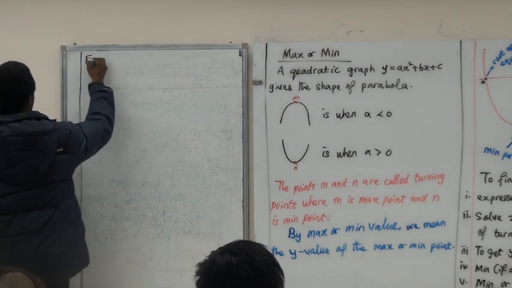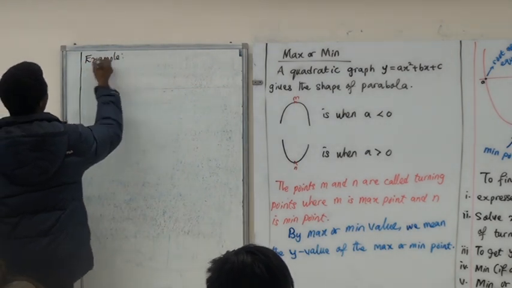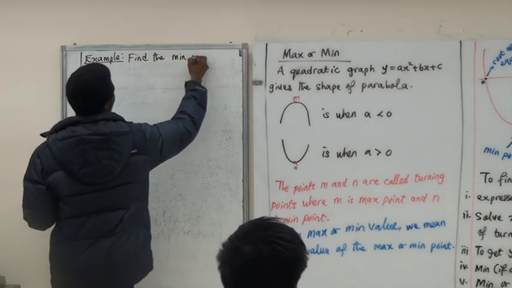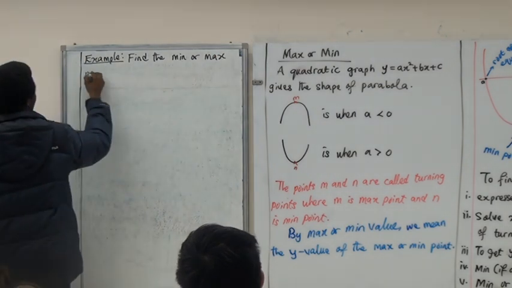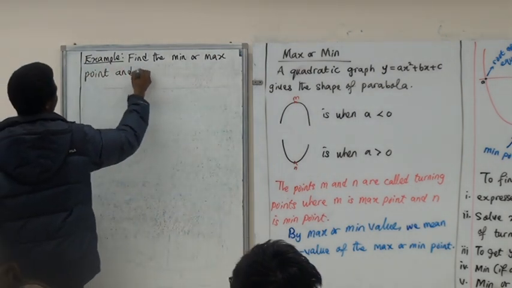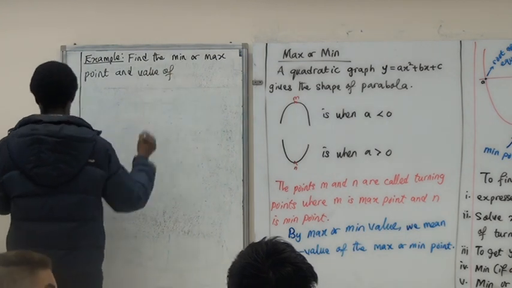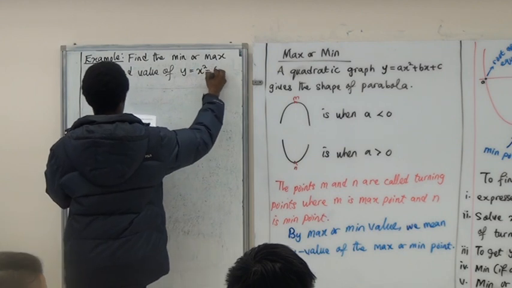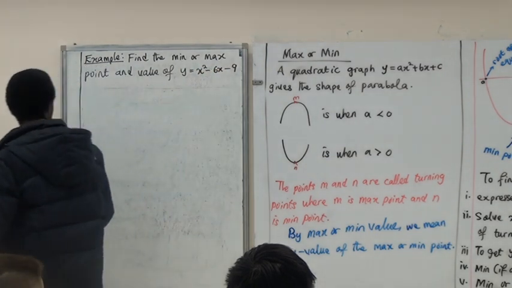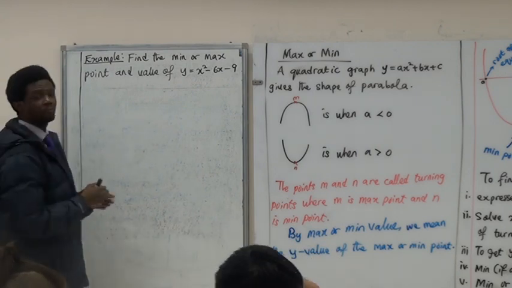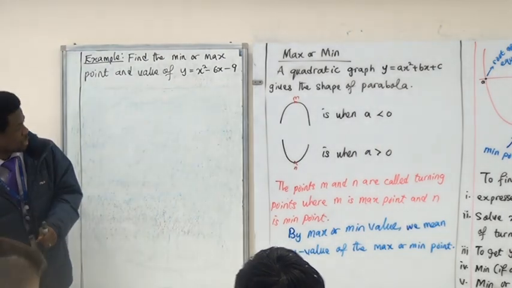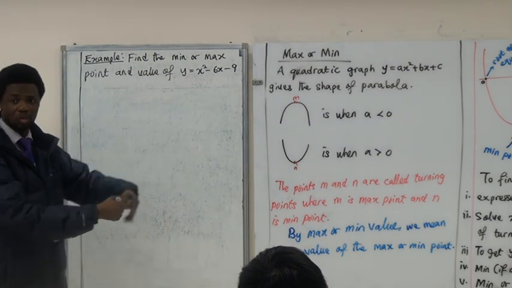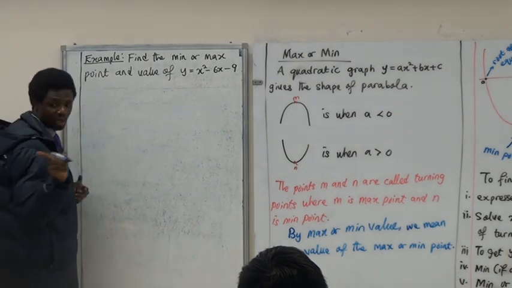So I pick one. The instruction will be: find the minimum or maximum points and value of, I just pick a simple one, y equals x squared minus 6x minus 9. Okay, everybody pay attention now. Step 1, what does step 1 say? Express in that form. So this is completing the square, right?